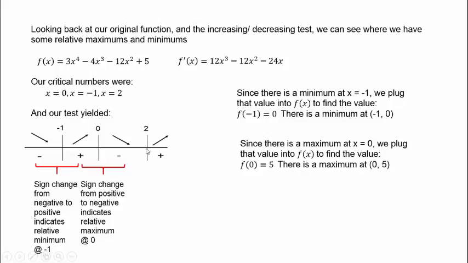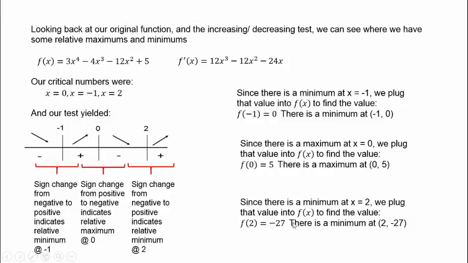And at our critical number 2, there's also another sign change from negative to positive. That indicates that there's a relative minimum at 2. So I plug 2 into f of x to find the value of that minimum. F of 2 is negative 27. That means that there's a minimum at 2, negative 27. So that's a lot of information.